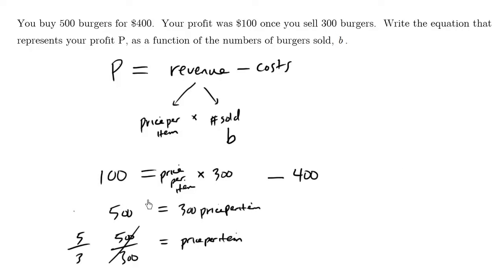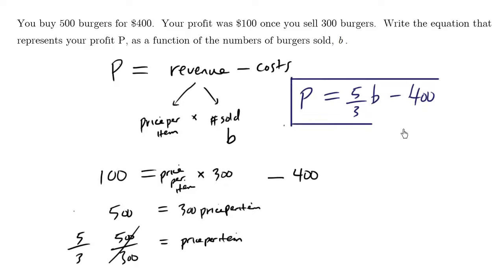So now that we solved this unknown variable, let's plug this result back into the original formula. So P, we want P in terms of a general Y value, is equal to the price per item, which is 5 over 3, that's 5 over $3, times the number sold, which is B, minus the cost. This is the revenue minus the costs. And the cost here, we said, is guaranteed to be $400. So this here is a nice linear function, which is very useful.